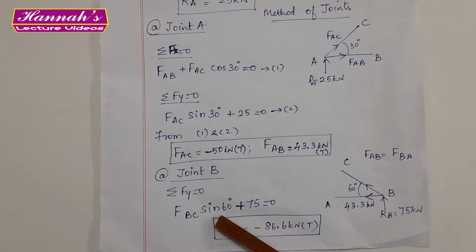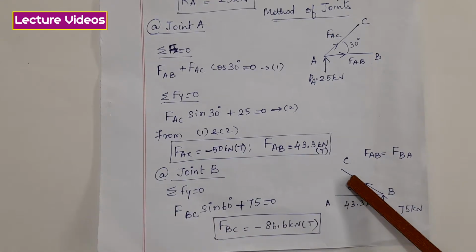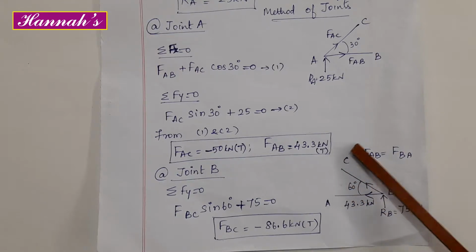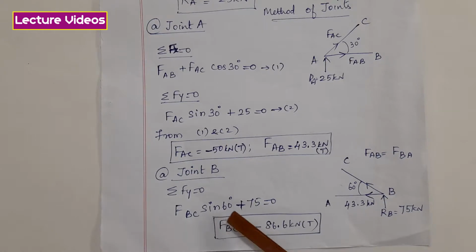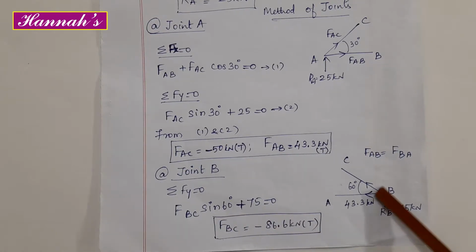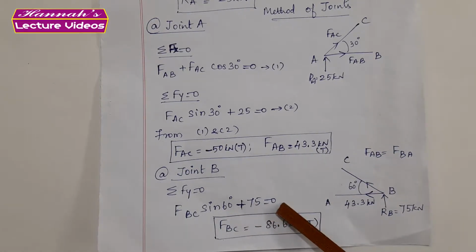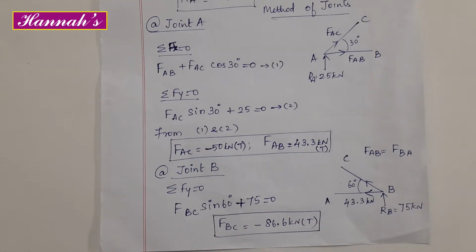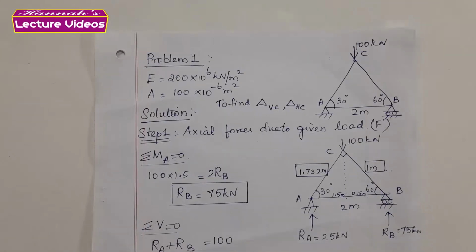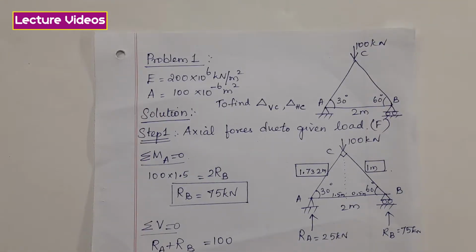Why do I write here sine 60? Theta is measured from this base. Resolving along the vertical direction will be sine of the angle included. Plus this 75 positive direction, plus 75 equal to 0. Solving, I get the axial force in the member BC. Now axial forces in AC, AB and BC are determined.